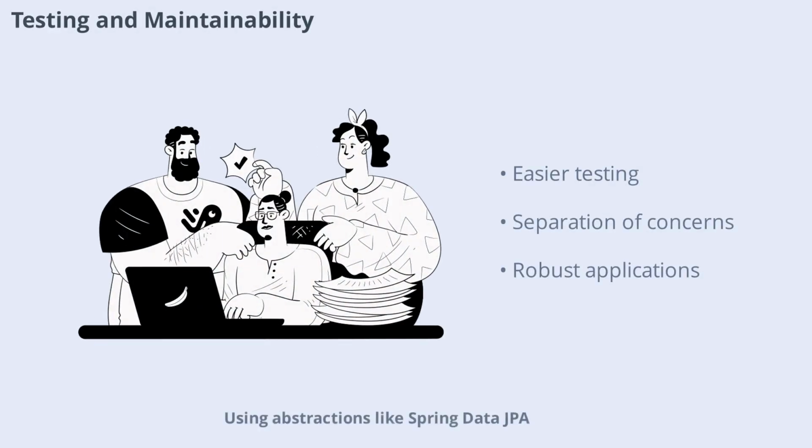Using abstractions like Spring Data JPA makes testing and maintaining your code easier. Repository interfaces can be mocked or stubbed in tests, and the separation of concerns means you can update one layer without affecting others. This leads to more robust and adaptable applications.